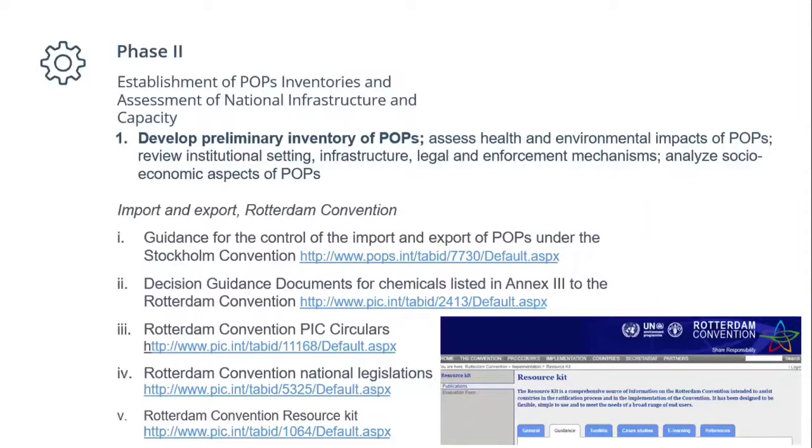And there are national legislations. Different countries have provided what kind of legislation they have. These are also very useful for people working on the POPs, because we do not work in isolation now. Legislation that helps to implement the obligations under the Stockholm Convention also helps to implement the Rotterdam Convention and also the Basel Convention. So there is very good synergy in implementing these conventions at the national level.